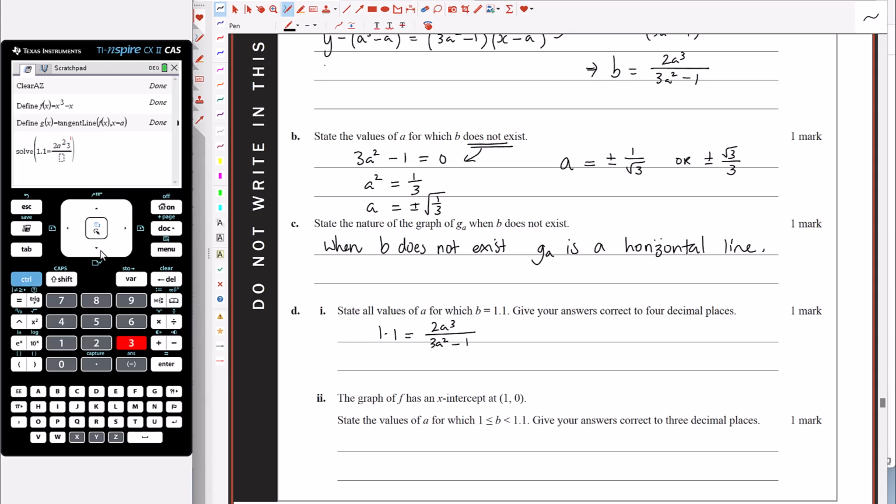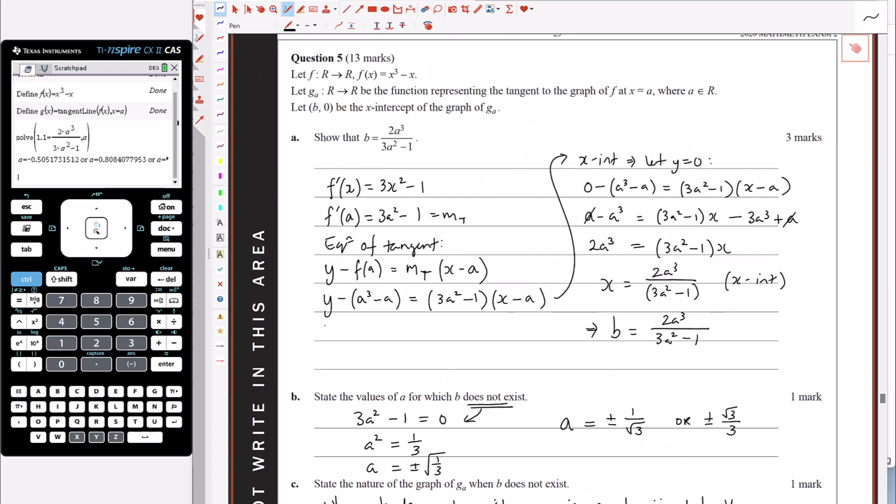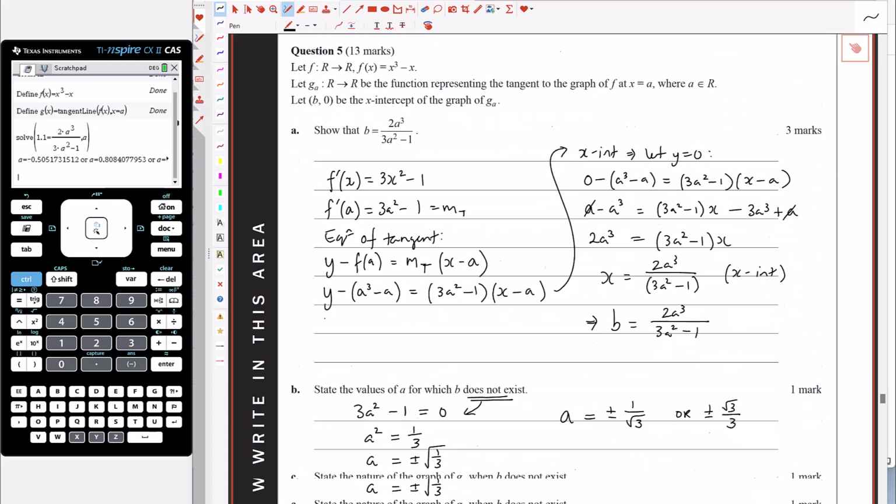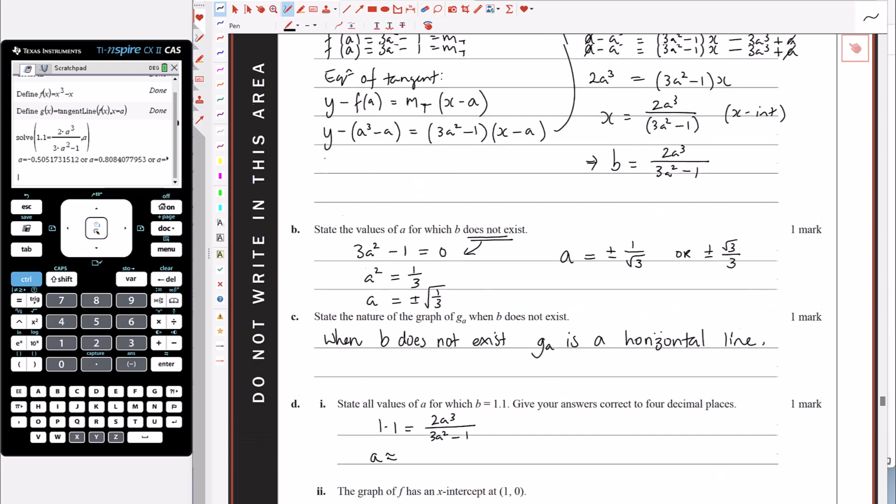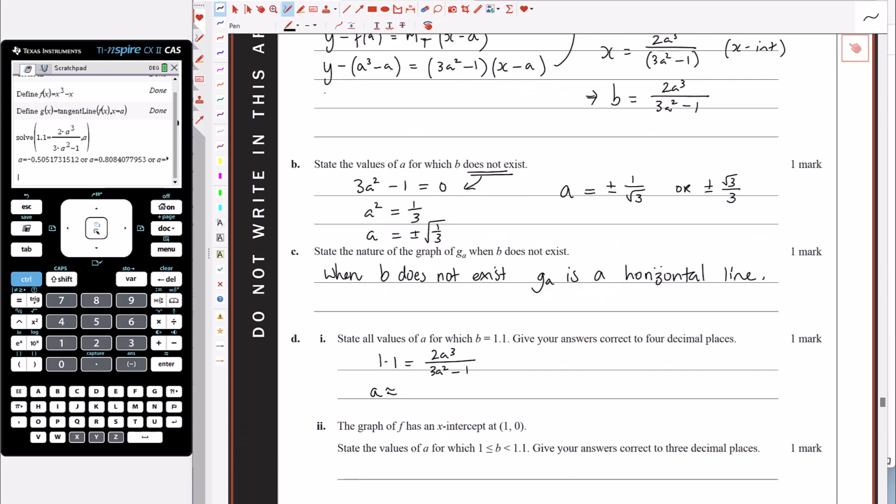2a cubed on 3a squared minus 1, and we are solving for a. State all values of A correct to 4 decimal places. Okay, so we're going to have A is approximately. Do we have any restriction for A previously? No, A is just a real number. Okay, so A can be any of these.